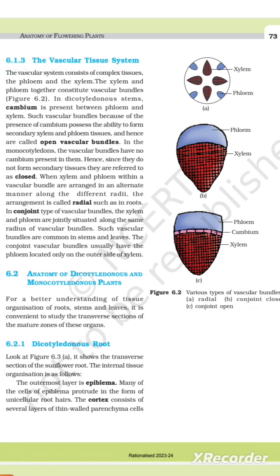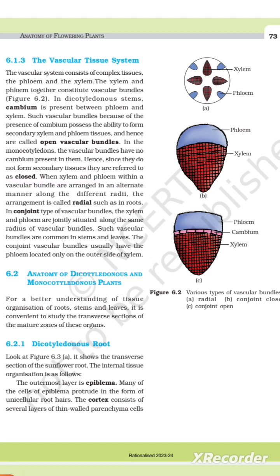6.1.3 The vascular tissue system. The vascular tissue system consists of complex tissues, the phloem and the xylem. The xylem and phloem together constitute vascular bundles. Figure 6.2. In dicotyledonous stems, cambium is present between the phloem and xylem. Such vascular bundles, because of the presence of cambium, possess the ability to form secondary xylem and phloem tissues and hence are called open vascular bundles. In monocotyledons, the vascular bundles have no cambium present in them. Hence, since they do not form secondary tissue, they are referred to as closed.